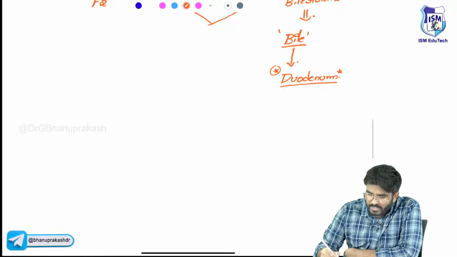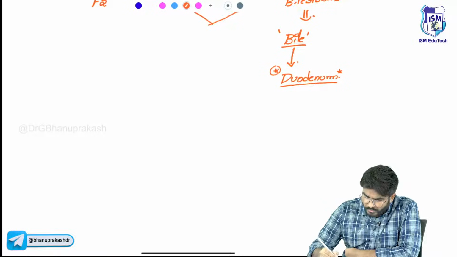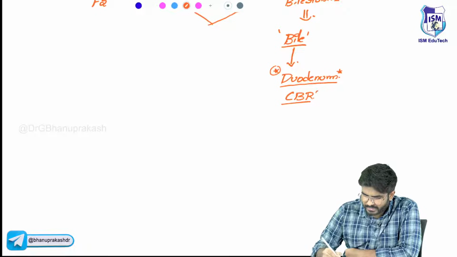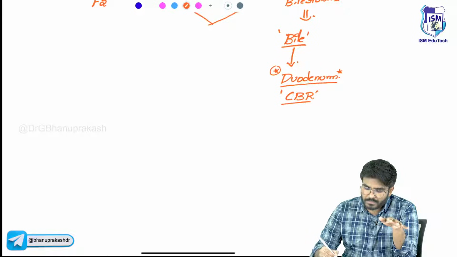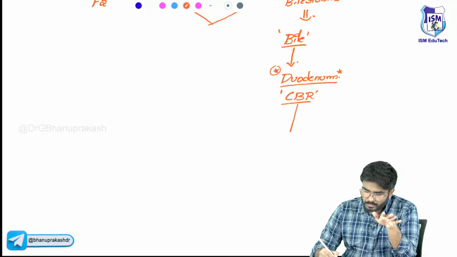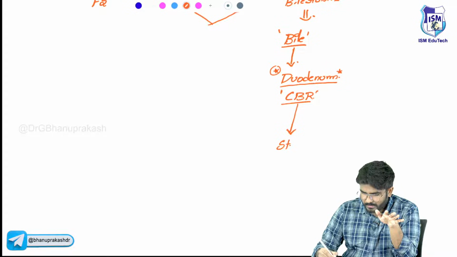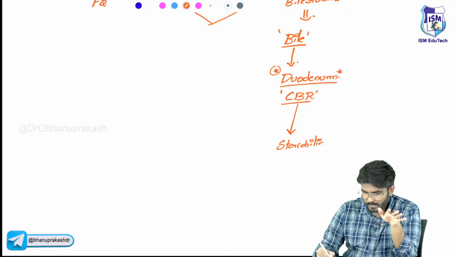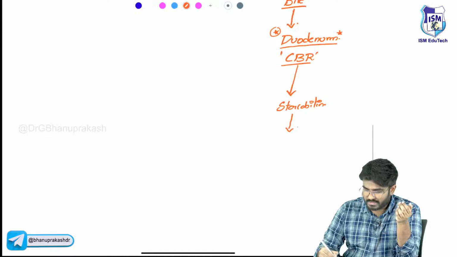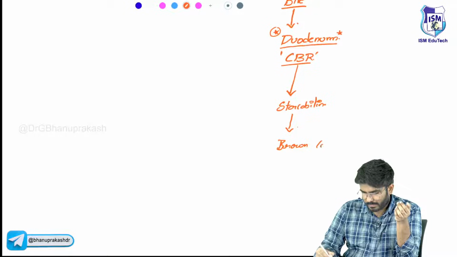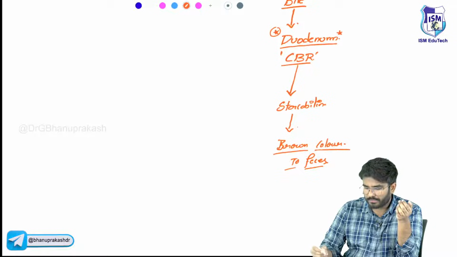Now, in the duodenum and in the intestines, this conjugated bilirubin, with the help of microbes, is going to be converted into stercobilin. This stercobilin is the one which goes into the feces. It gives the brown color to the feces.